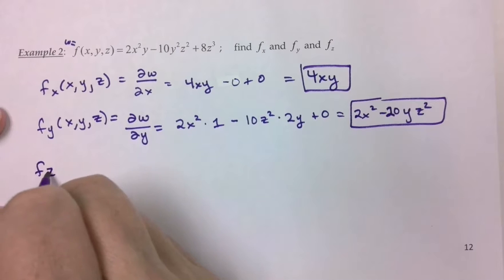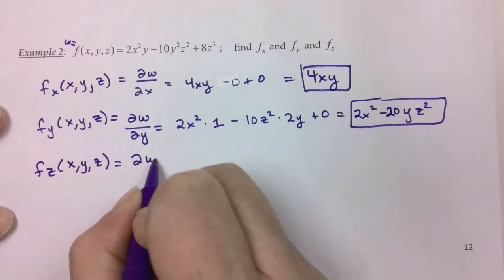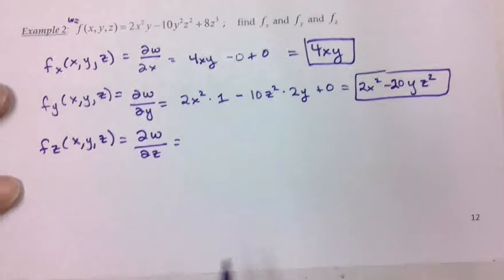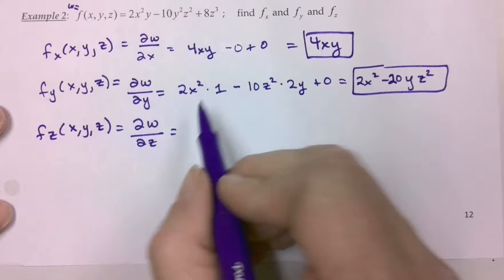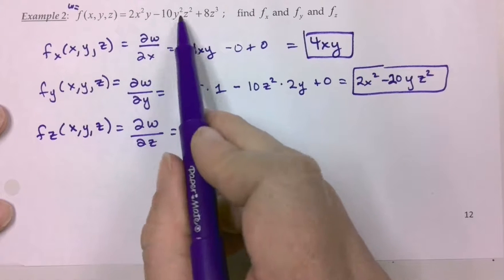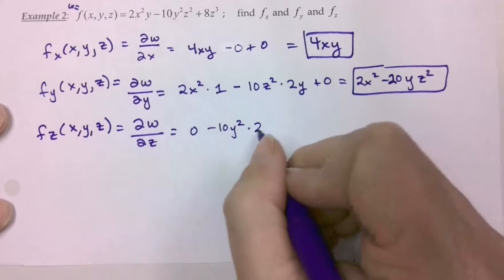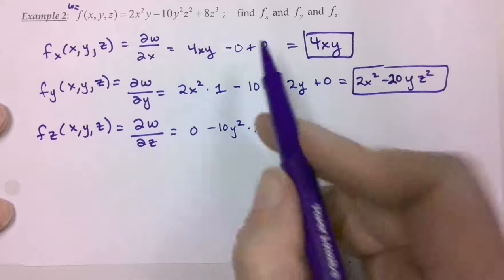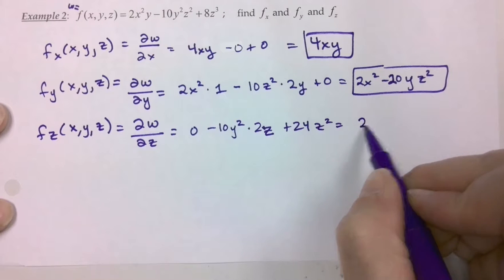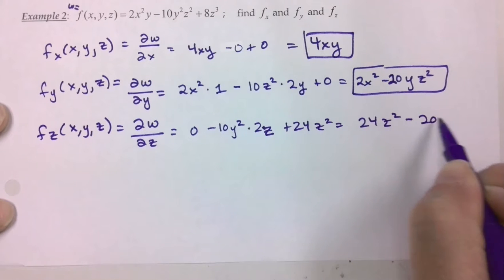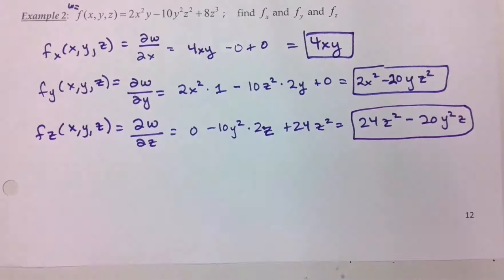All right, last one, z. The partial derivative of w with respect to z would be equal to, okay, well, there's no z in the first term at all, so that's 0. The next term has a 10y squared times, and the derivative of z squared is 2z. And then the last one would be 24z squared. So that would be 24z squared, take away 20y squared z. And there's your partial derivative with respect to z.